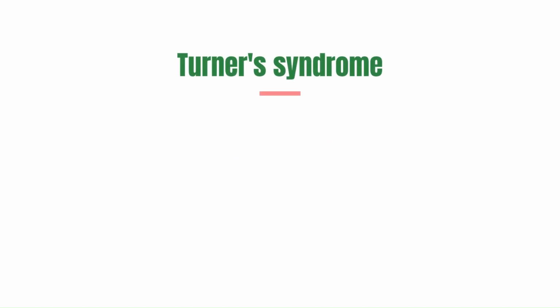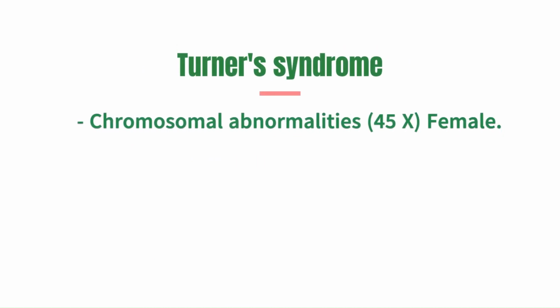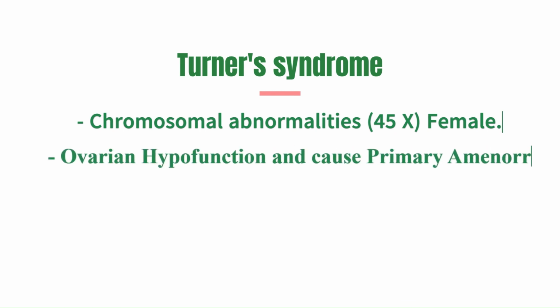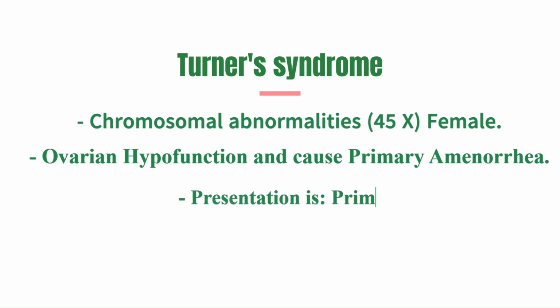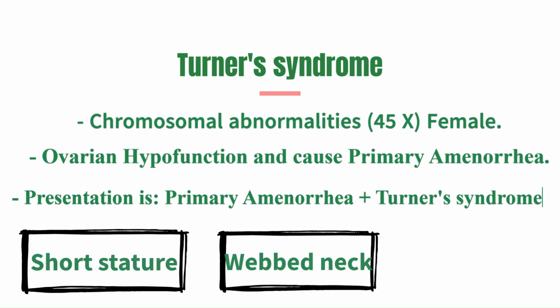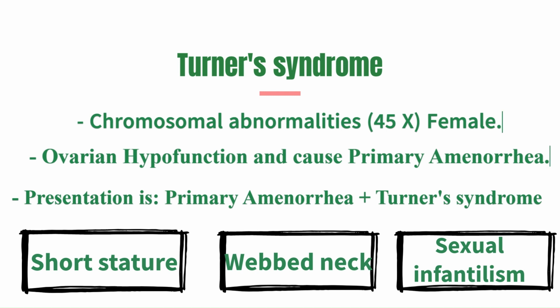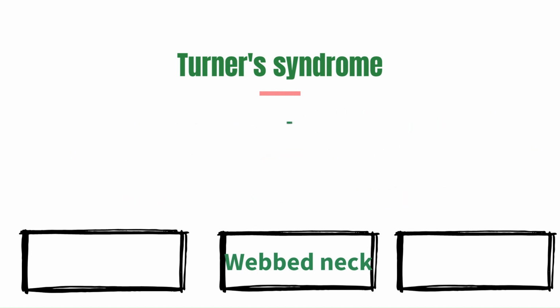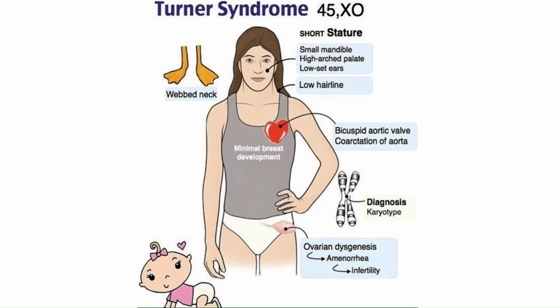Turner's syndrome. Chromosomal abnormalities, that is 45X female, cause ovarian hypofunction and primary amenorrhea. Its presentation is primary amenorrhea associated with features of Turner's syndrome that are short stature, webbed neck, sexual infantilism, that is permanent lack of sexual development in an individual. The presentation of a female with Turner syndrome includes webbed neck, low hairline, small mandible, high arched palate, low set ears, and minimal breast development. And in ovaries, there is ovarian dysgenesis, which leads to amenorrhea and that can lead to infertility. Diagnosis is done by karyotyping.